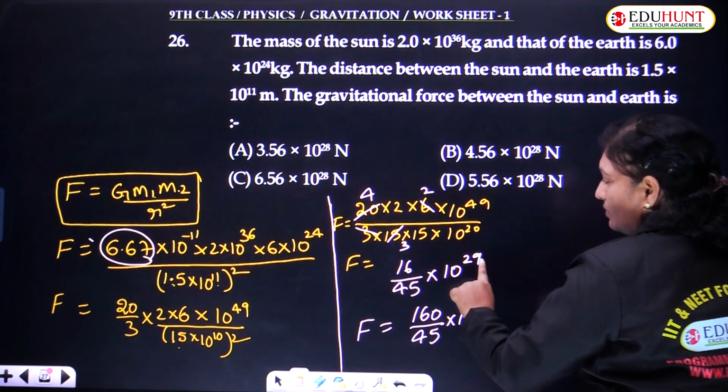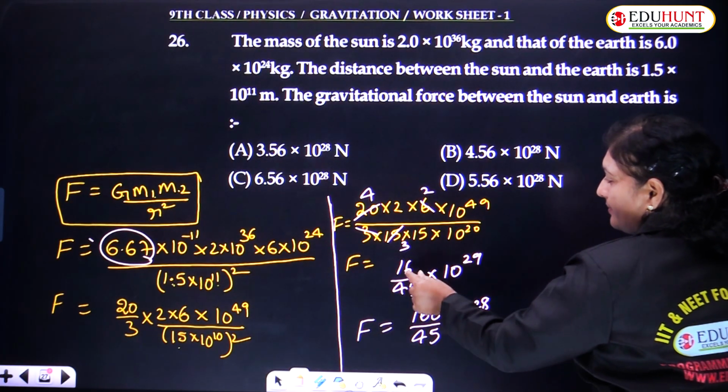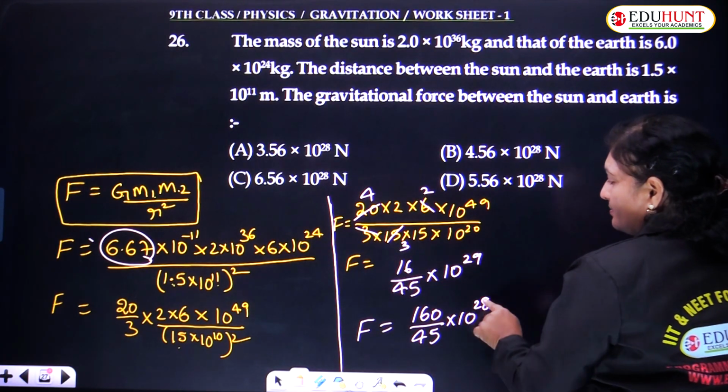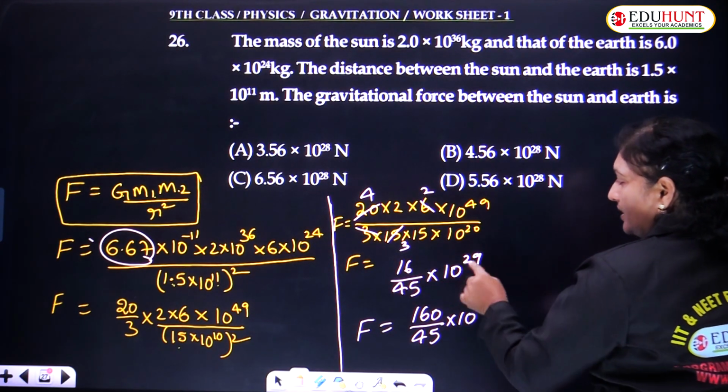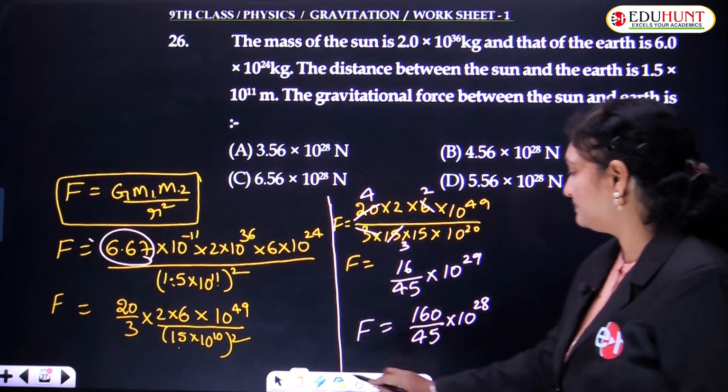So I just took one digit here. So I multiplied with 160. So I reduced 1 power. So 10 power 28. So 160 into 10 power 28. Now the simplification will be easier.